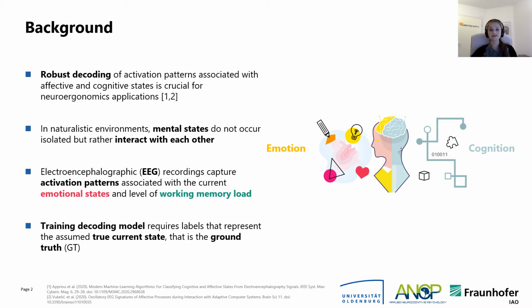Electroencephalographic recordings, that is EEG, allow us to capture activation patterns associated with the current emotional state and level of working memory load. During training of these decoding models, it is important to have a label that represents the assumed true current state. This is the ground truth.